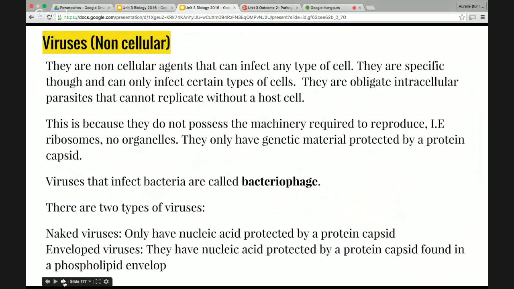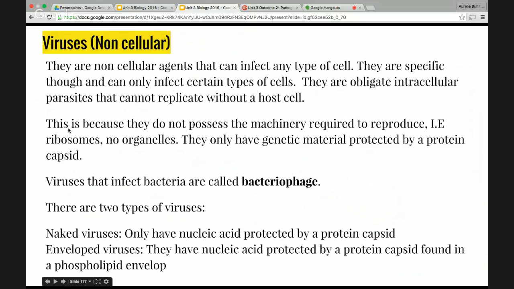Now, talking about viruses. So viruses are non-cellular. Viruses are not considered alive because they are not cells. Okay, they cannot even reproduce outside of their host. They rely on the host to actually multiply. So they are non-cellular agents that can infect any cell type. They are specific though and can only infect certain types of cells. They are obligate intracellular parasites that cannot replicate without a host cell.